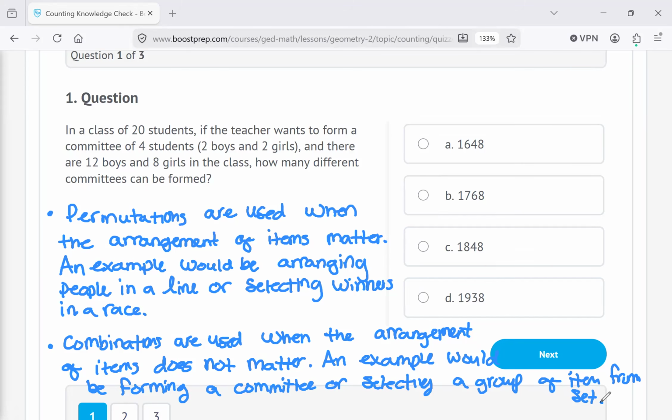Okay, so you've got the formulas down. You know when to use permutation and when to use combination, and you know the factorial sign, right? The exclamation mark means factorial, and you know what that means. So now we have enough information to do the three questions. I'm going to clear and start with the first question.